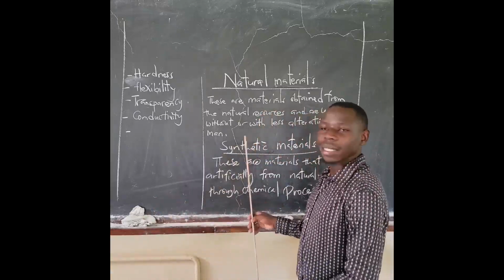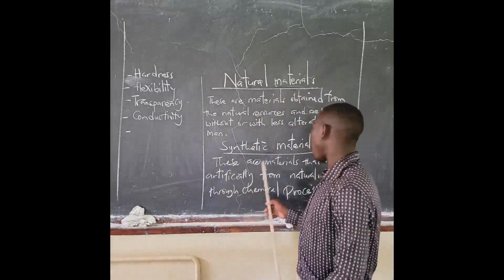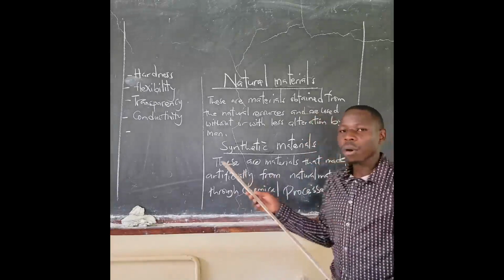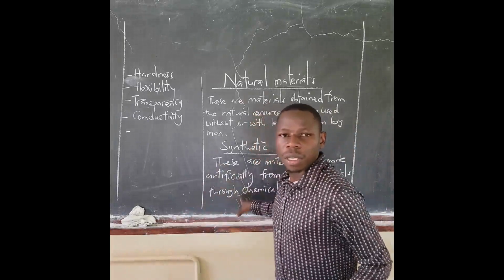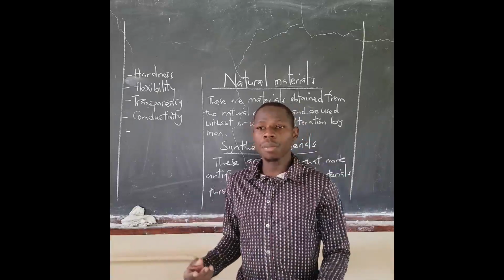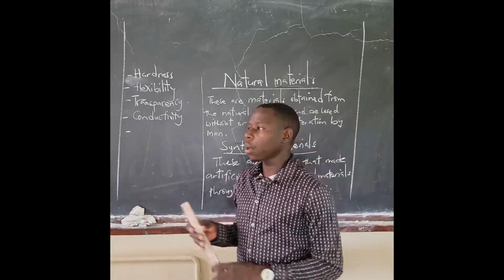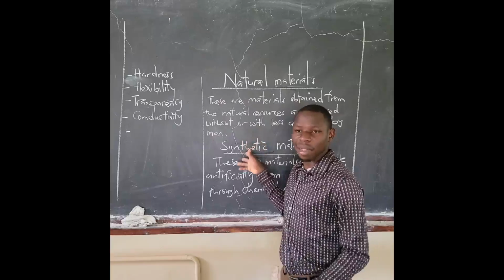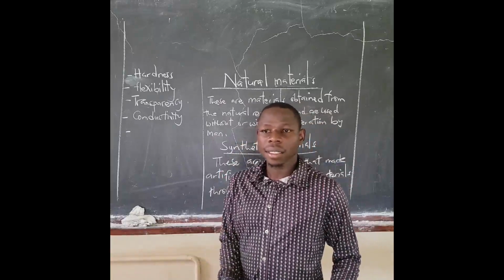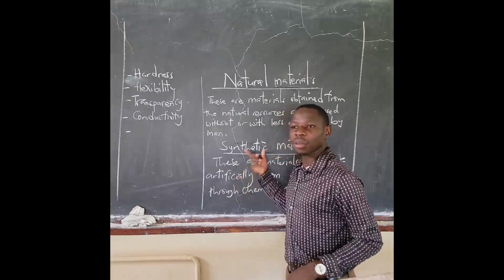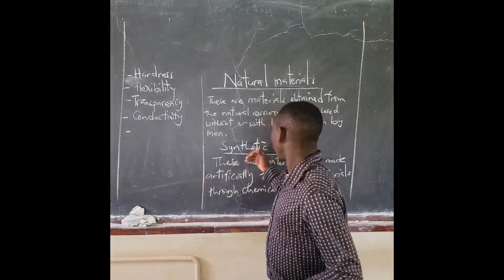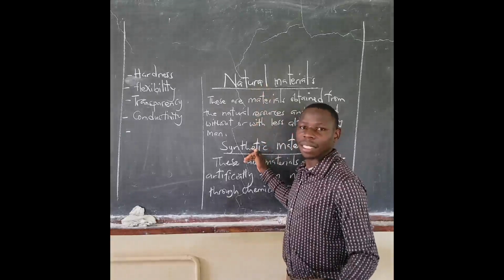Then, when we go to synthetic materials, we are saying these are materials that are made artificially from natural materials through chemical processes. These ones, we obtain them from the natural materials, and this happens as a result of chemical processes. I can give an example. Glass is a synthetic material. This one is made from sand. So how is sand turned into glass? After chemical processes that take place.